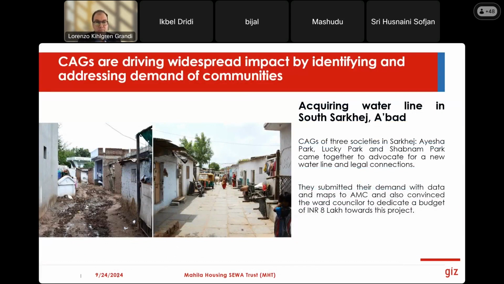So you can see this is a settlement. It was like this initially. Women worked to get it. They got these electricity meters, paved roads, the water connections at household level, toilets.